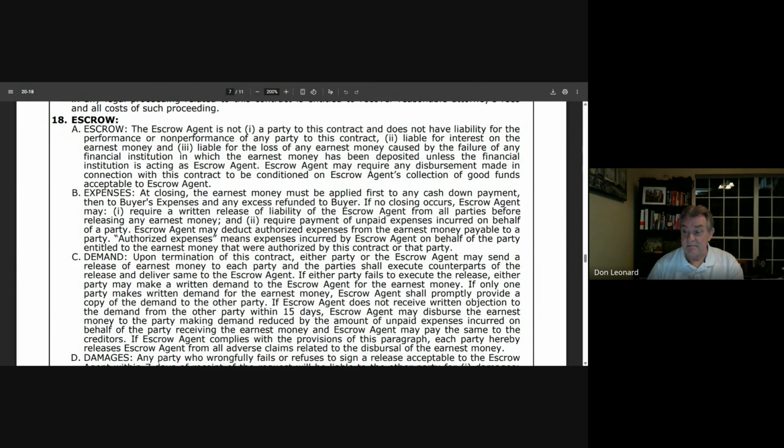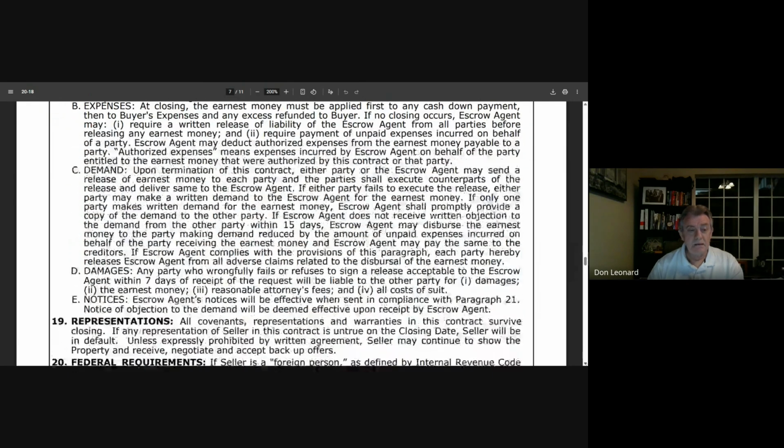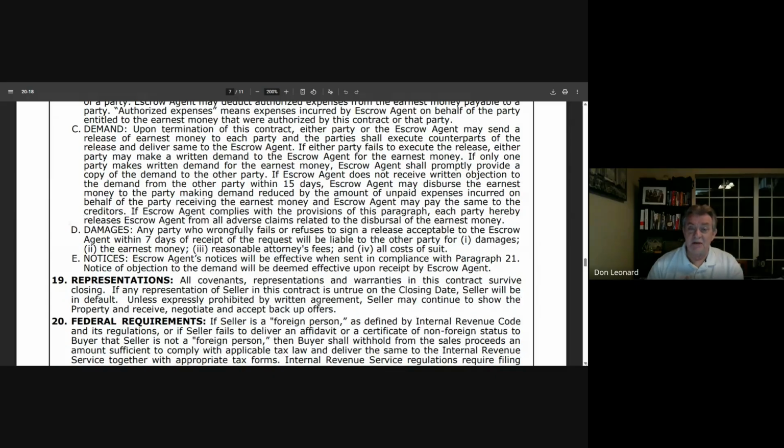C talks about demand. In the event that this does not close, earnest money is being held by the title company. It does give the title company a way to release that money, even if there's not an agreement between buyer and seller. Most title companies will not take that route. They're going to say, we want something in writing where both sides agree where the money goes. Otherwise, we're just going to sit on it. 7 years from now or so, we'll send it to the state of Texas as unclaimed assets, and we'll let y'all fight over it then.